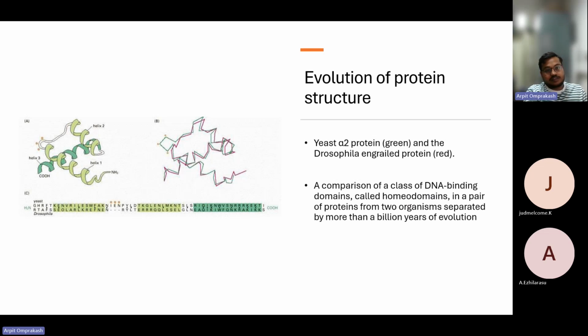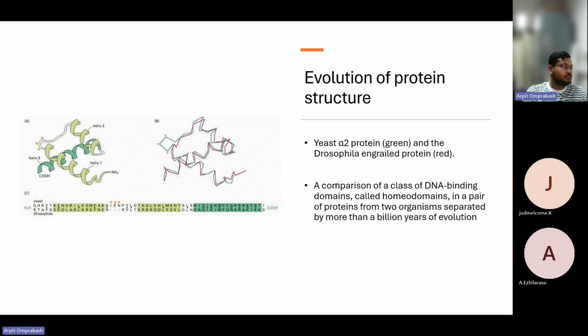We also see this thing in evolution, where certain proteins are very essential for functioning. For example, the yeast alpha 2 protein and the Drosophila engrailed protein are basically DNA binding domains called homeodomains. These are separated by more than 1 billion years of evolution in these two organisms, Drosophila and yeast. Drosophila is a fruit fly, and yeast is basically a microbe. What we see here is an amazing similarity between both of them.